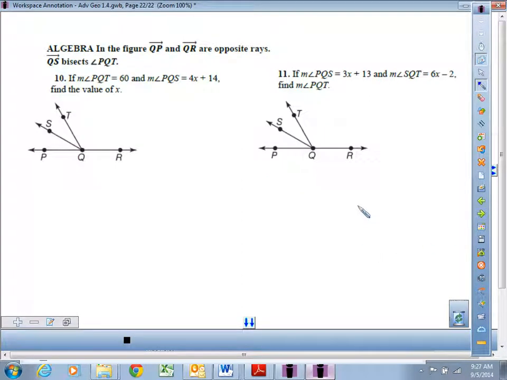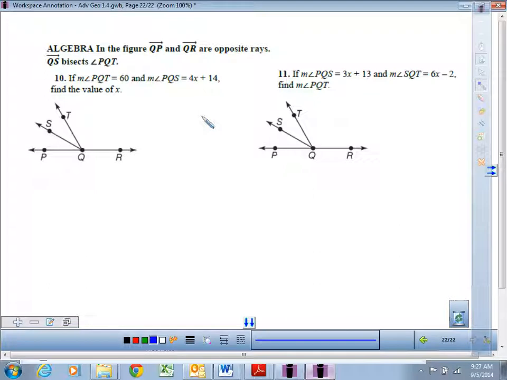Okay, same process over here. Let's read what's given. It says ray QP and ray QR are opposite rays, so that's a line. And QS bisects PQT. So here is PQT, and QS is a bisector. So we know that this angle is congruent to this angle, by the definition of bisector.